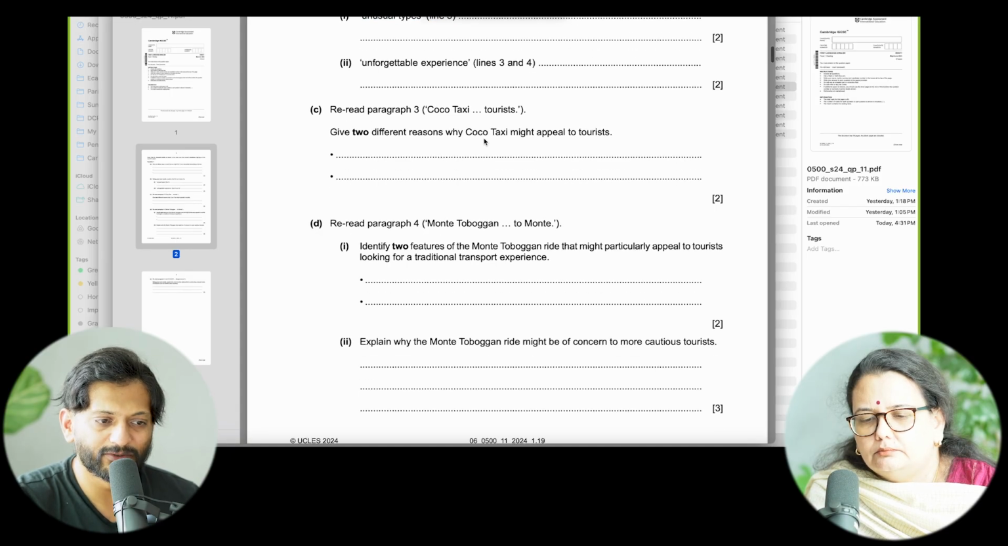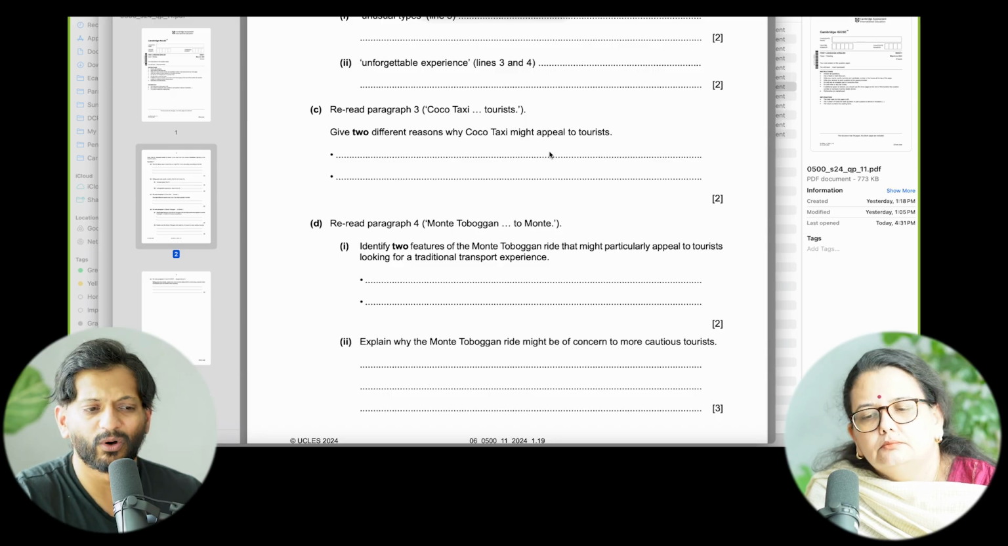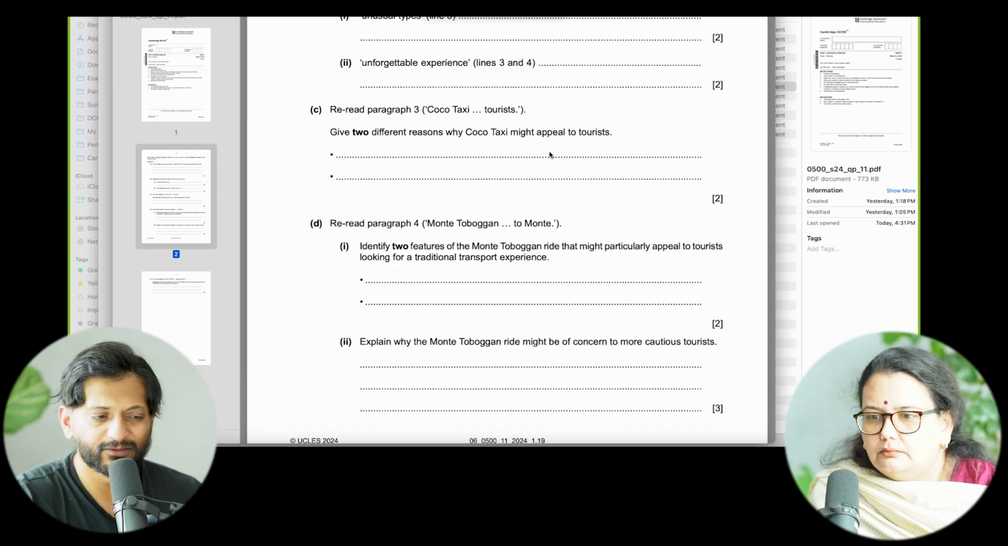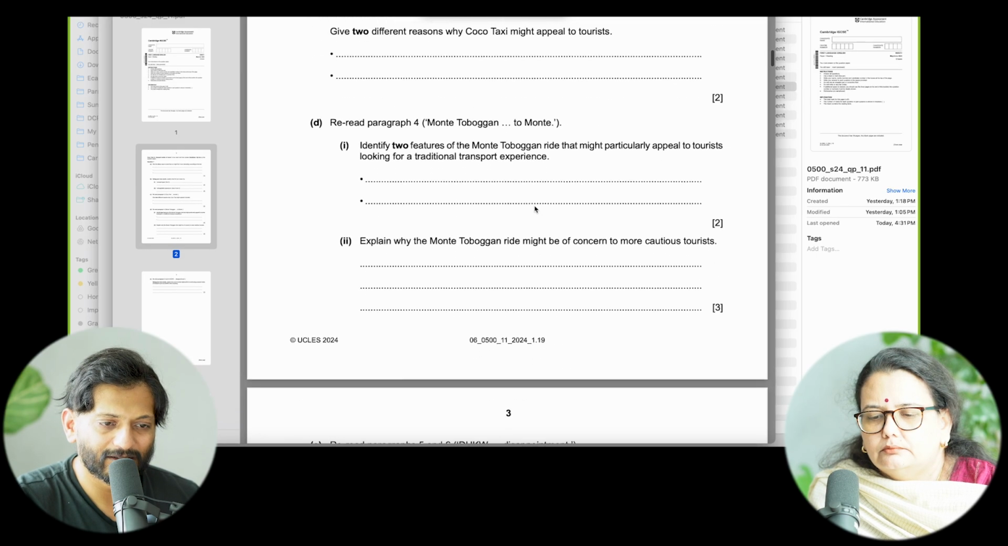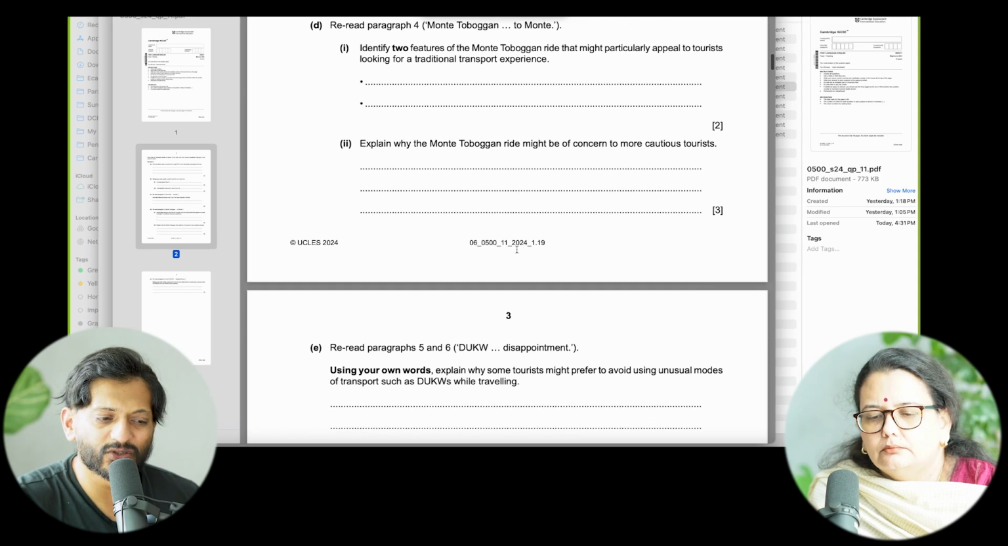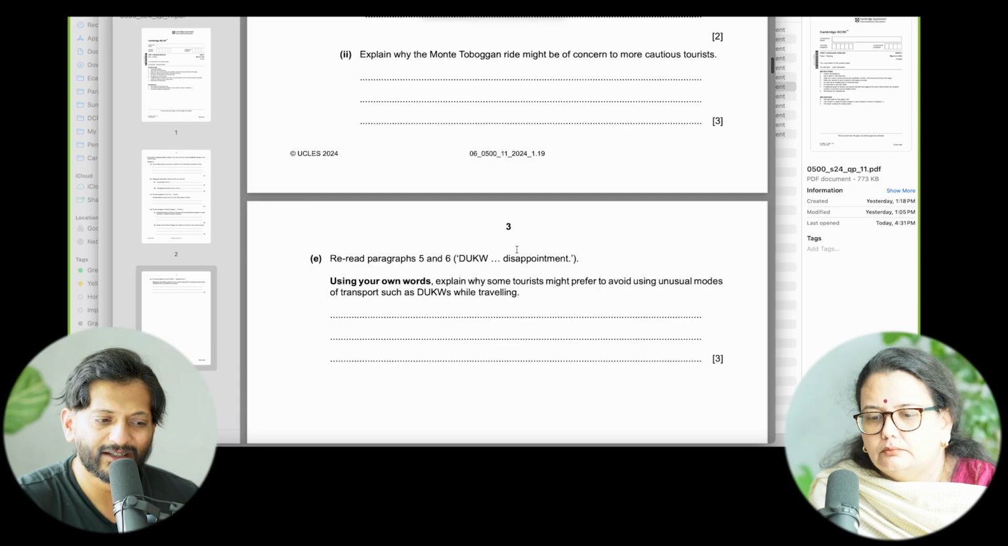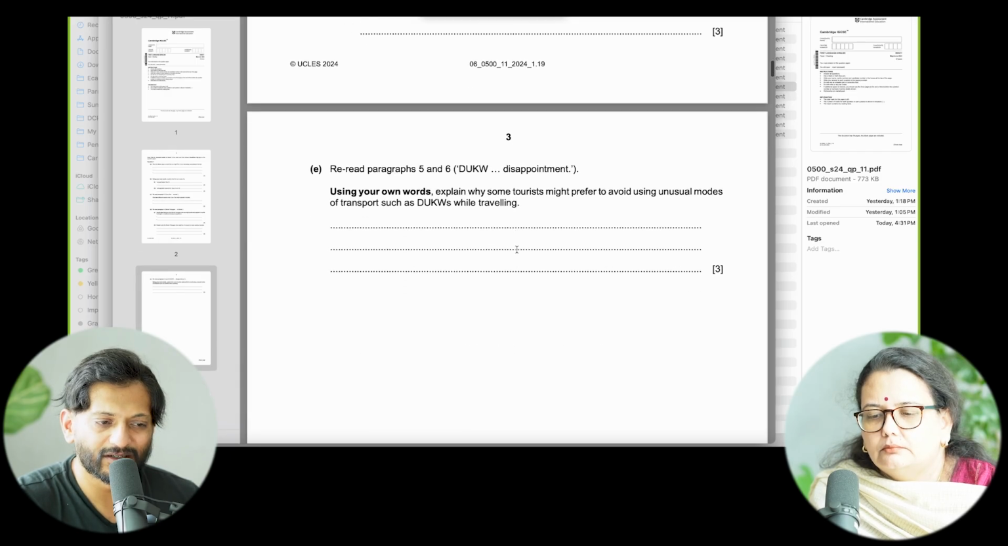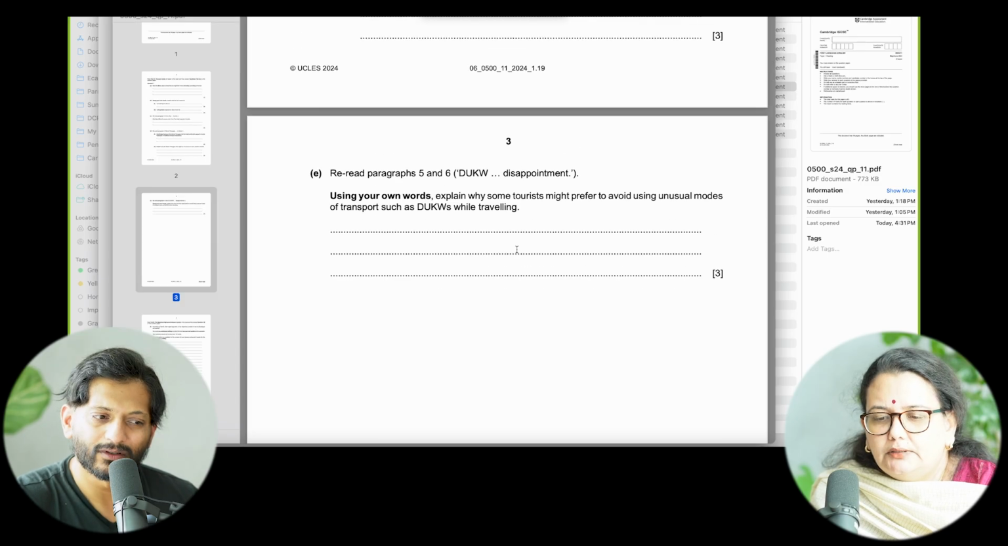Now give 2 different reasons why Coco Taxi might appeal to tourists. I'm guessing this would be pretty obvious from the text itself. As long as you've understood what you have read, I guess we are able to easily answer these questions.